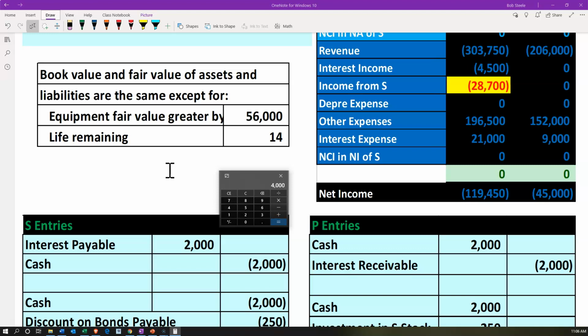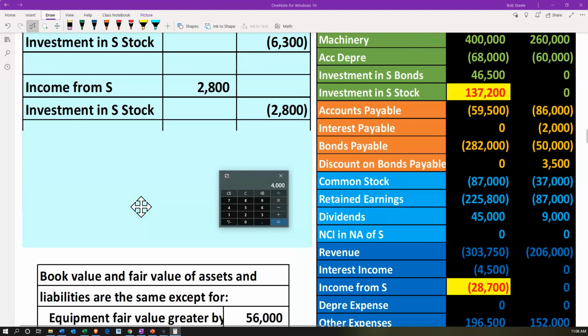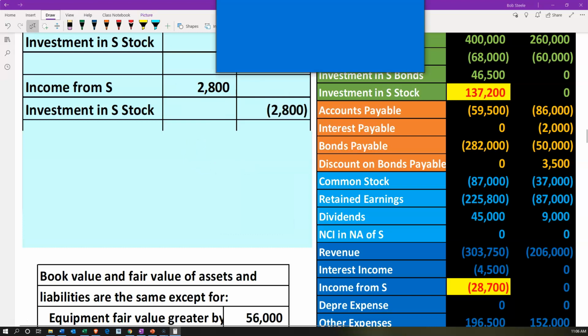That's going to be 4,000 per year on the depreciation. We're going to multiply that then times the percent, or the controlling interest, which is 0.7, and that's going to be that 2,800. So that means the income, the amount that's representing income on P's books for S, is going to go down by the 2,800, and the investment then going down by the 2,800.